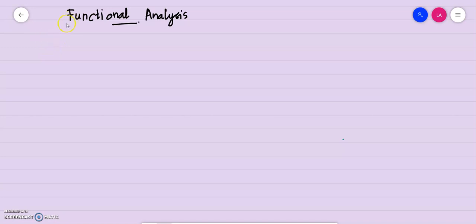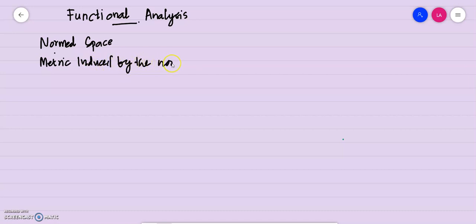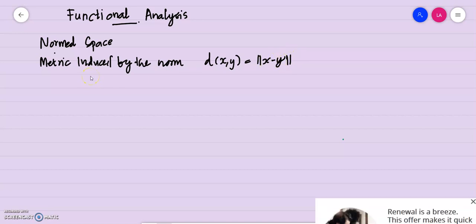Welcome, dear students. So we were discussing normed spaces and their definition. We have also discussed the metric induced by the norm. These are the things which we have discussed. Usually, the metric is defined by ρ(x, y) = norm of (x minus y). So now we get onto the elementary properties of the norm.